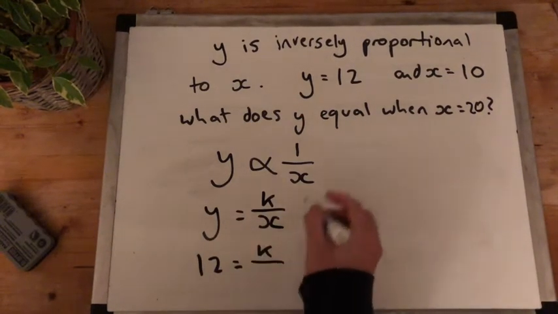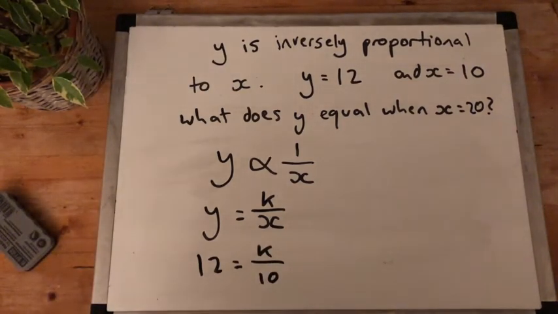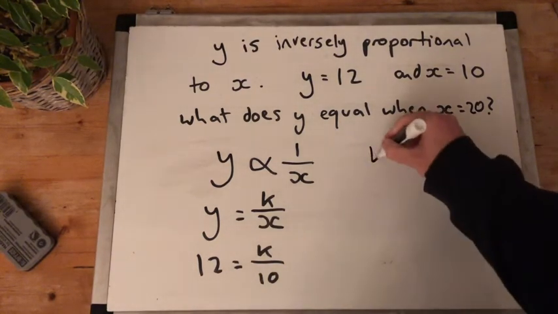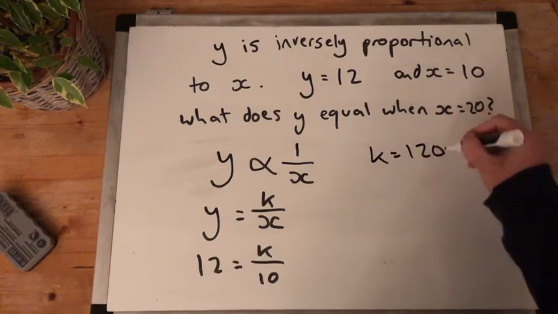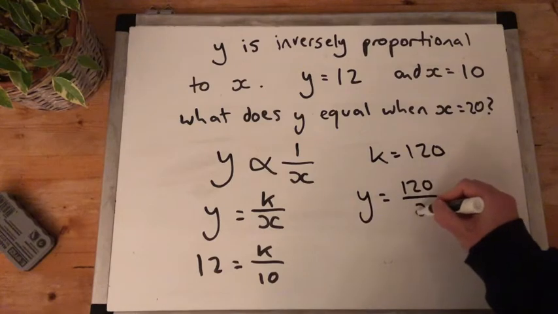equals k over 10. Something divided by 10 equals 12. The best way to do it is times both sides by 10. So we do 12 times 10 is 120 equals k. This times this will tell you what k is. So k equals 120. Y equals 120 over x.